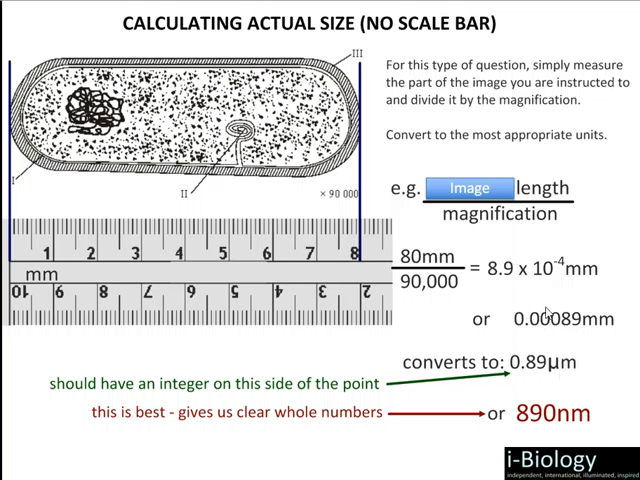And so millimeters isn't going to be the most appropriate unit. So here we could do one of two things. We could convert it into microns. So we can take our millimeters and divide it by 1,000, to give us 0.89. Or go to nanometers, which is by multiplying it by 1,000,000, so an extra 3 zeros. So you can see here that it's best to give us clear whole numbers instead of decimals. But if you used either of these two units to do the specimen, that's absolutely fine.